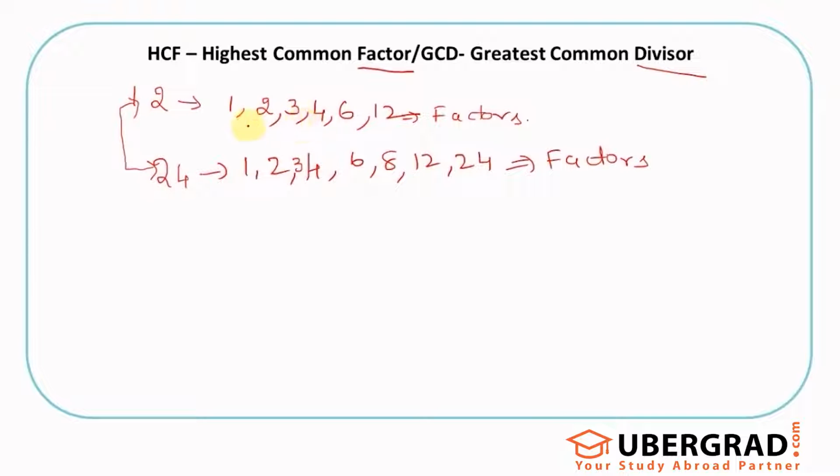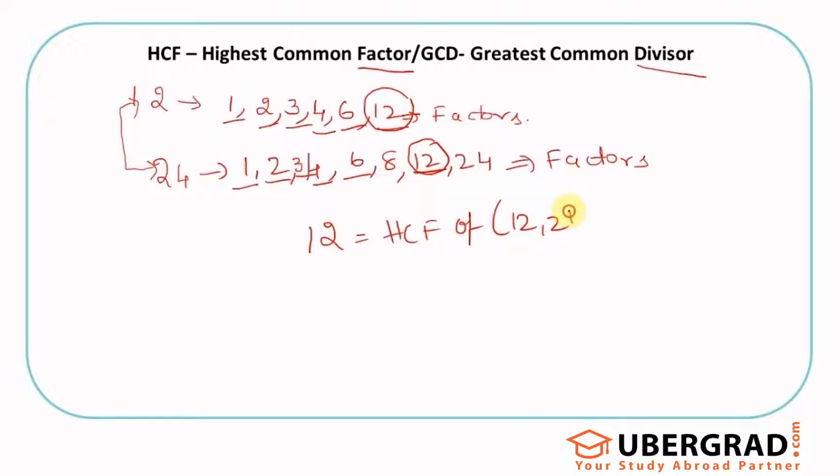So if I'm talking about the highest common factor for these two numbers, what are the factors I commonly see? 1 and 1 is common. 2 and 2 is also common. 3 and 3, 4 and 4, 6 and 6, 8 is not here, 12 and 12, and 24 is not there. So what is the biggest number which is common? 12. So the HCF of 12 and 24 is 12. This is what the highest common factor is. So factor or divisor is basically the same: the number which can divide the number leaving a remainder of 0.